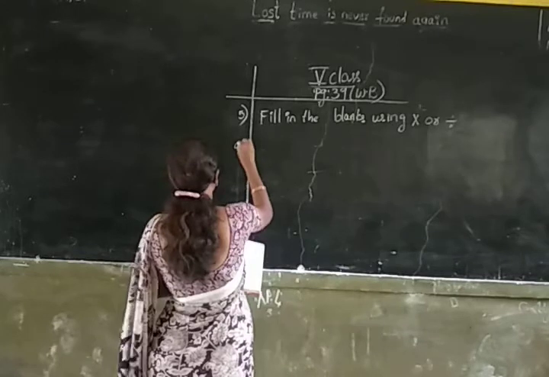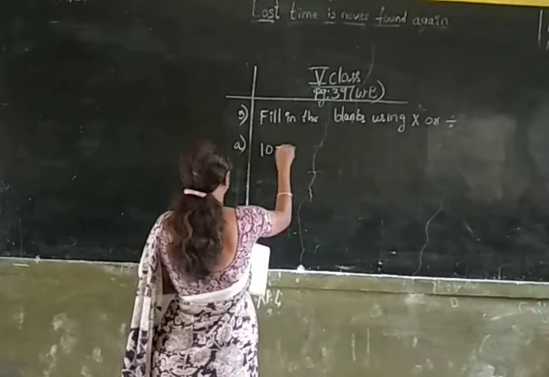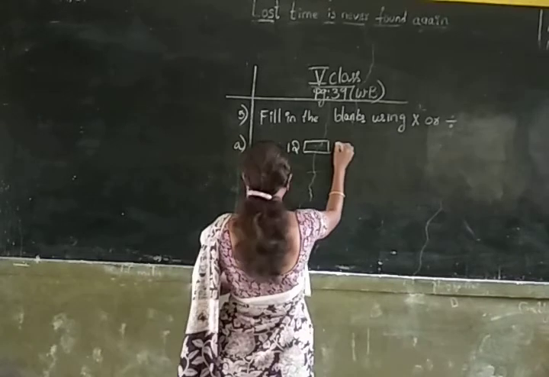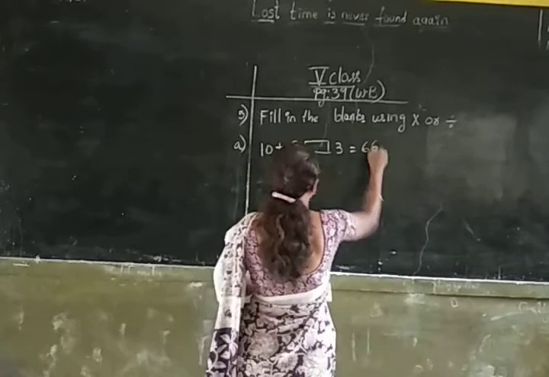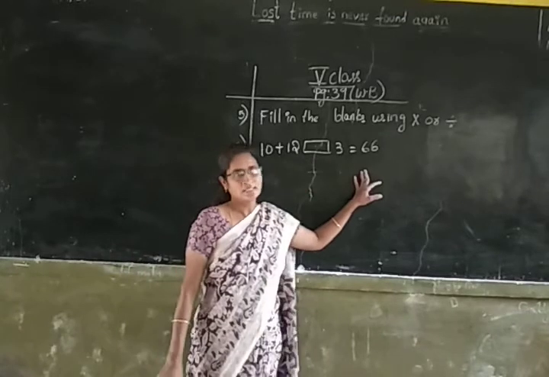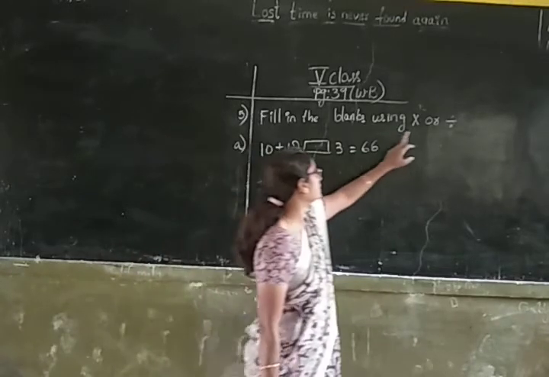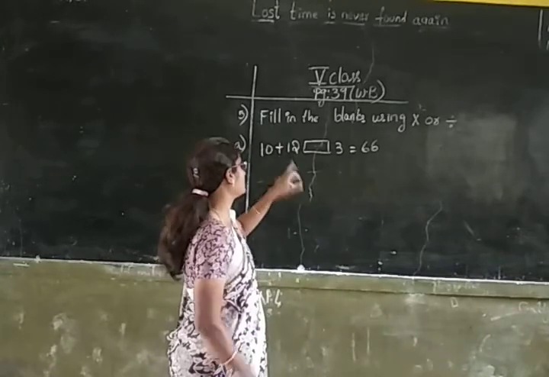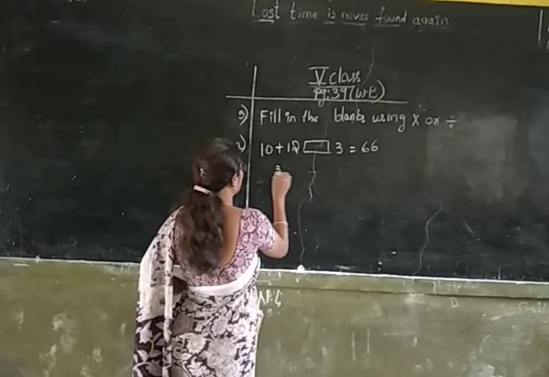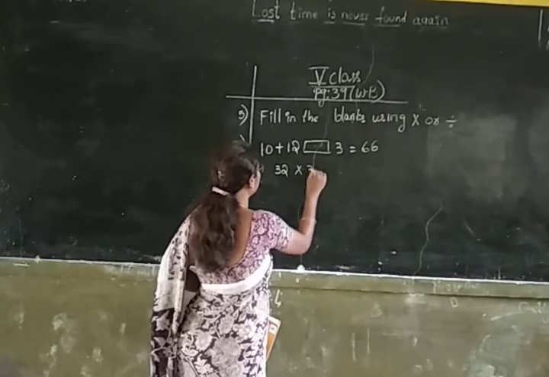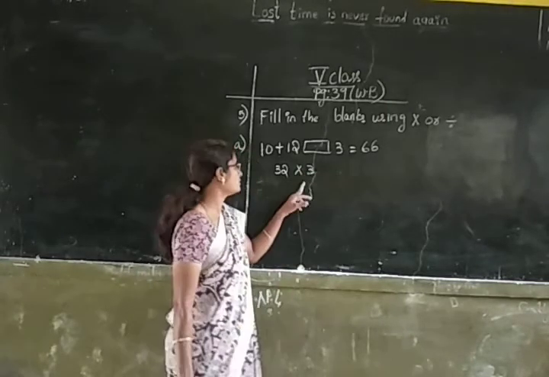Okay. Let us do the A sum. 10 plus 12 box 3 is equal to 66. First let us place the into symbol and check the answer. 10 plus 12 is 32. Okay. 32 into 3. 32 into 3 is how much?